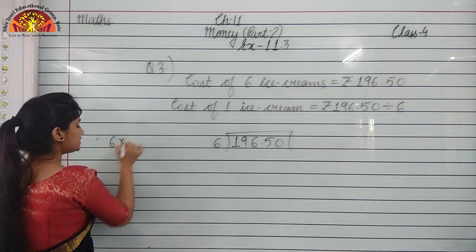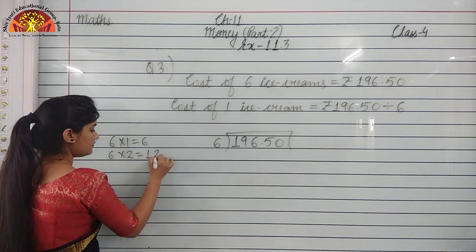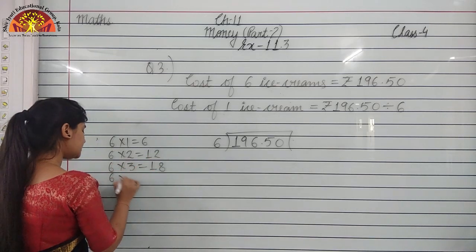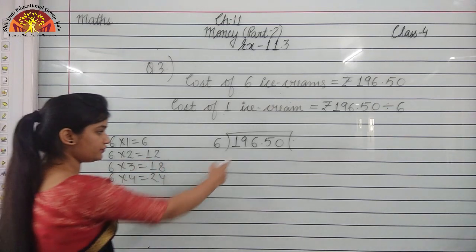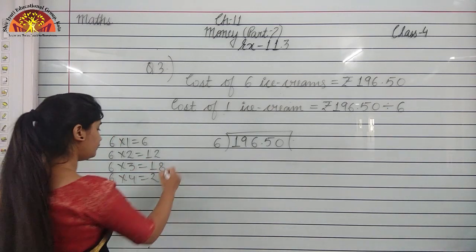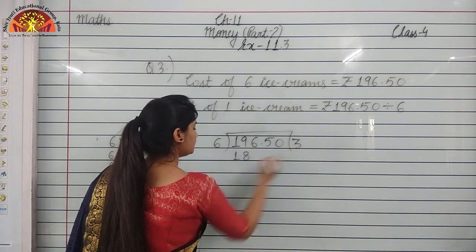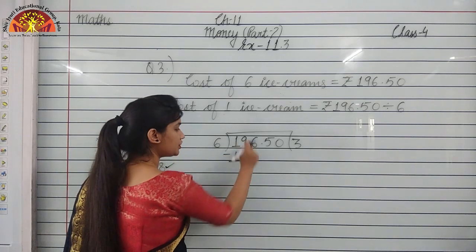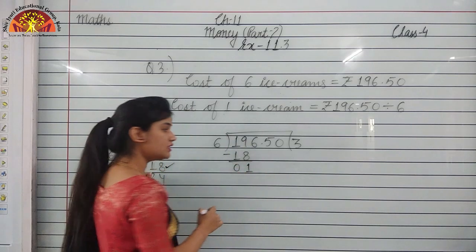So now students, 6 ones are 6, 6 twos are 12, 6 threes are 18, and 6 fours are 24. If we take 4 times 24, it will be greater than 19. So we have to take 3 times 18. 3 we will write here, 18 we will write here. Now same process, subtraction. 9 minus 8 will be 1. 1 minus 1 will be 0.